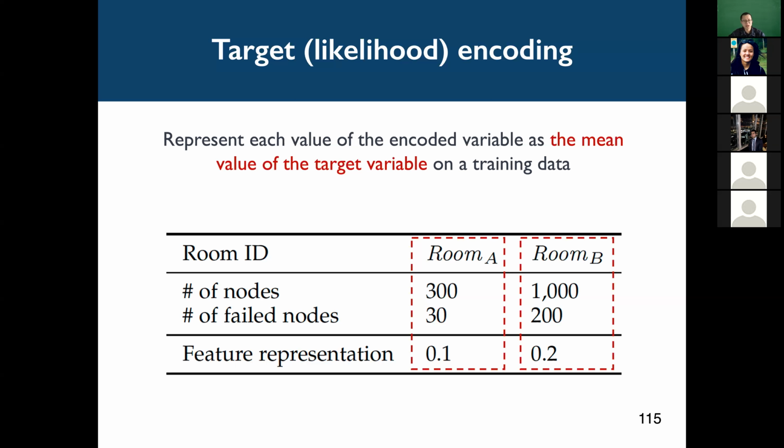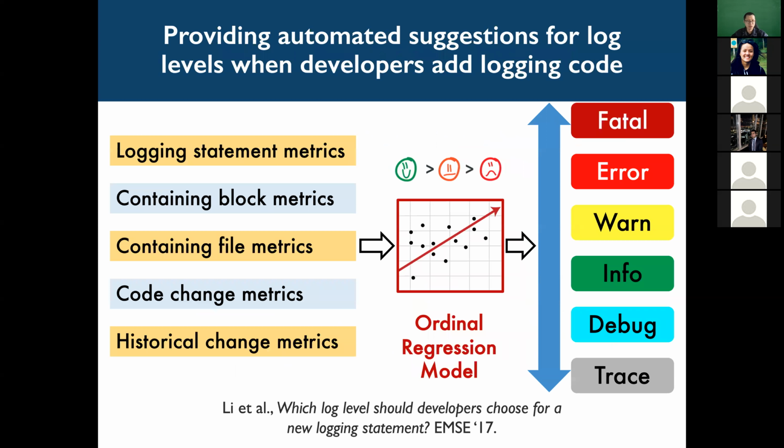So how do you apply this to AIOps solutions? For example, we want to predict the log level of a logging statement, right? When you write a logging statement, we want to predict the log level. So what can we do? The log level can be fatal, error, warn, info, debug, trace, right? So they are ordinal data, right?